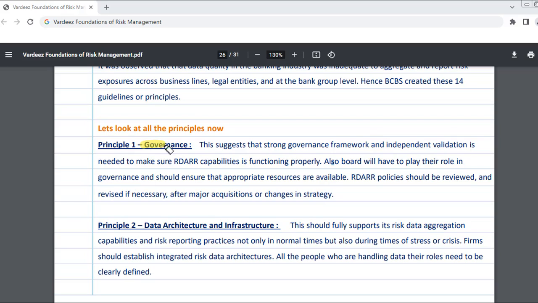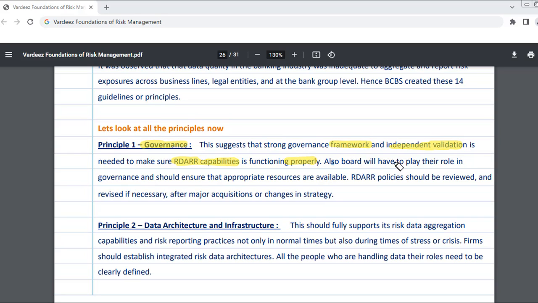So principle number 1 is governance. Now this goes without saying, governance is very important when you have any implementation in your organization. What this principle says is that a strong governance framework and independent validation is needed to make sure the risk data aggregation and reporting practices or capabilities are functioning properly. You should have a mechanism or a framework in place so that you ensure that the capabilities needed for risk data aggregation and risk reporting are functioning properly.